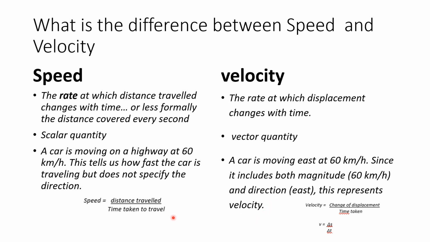So what's the equation for speed? Speed is distance traveled divided by time taken to travel. What's the equation for velocity? Change of displacement by time taken, that is delta S by delta T. I think you understood the difference between speed and velocity. Speed is distance covered in every second. Velocity is displacement by time, that is the rate of change of displacement. Speed is the rate of change of distance.